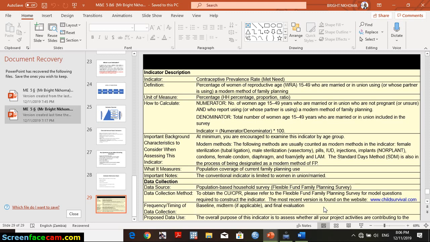So the first thing there is talking about the indicator itself. What's the indicator? Where are you going to be getting your indicators? It's either from the results framework, right? Or from where? The logic model. Or you get your indicators from the logical framework.